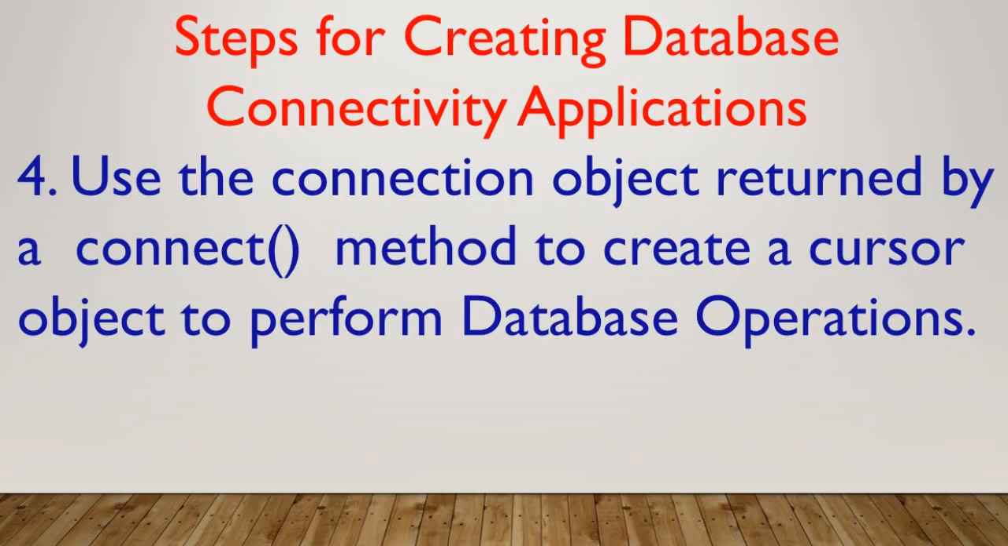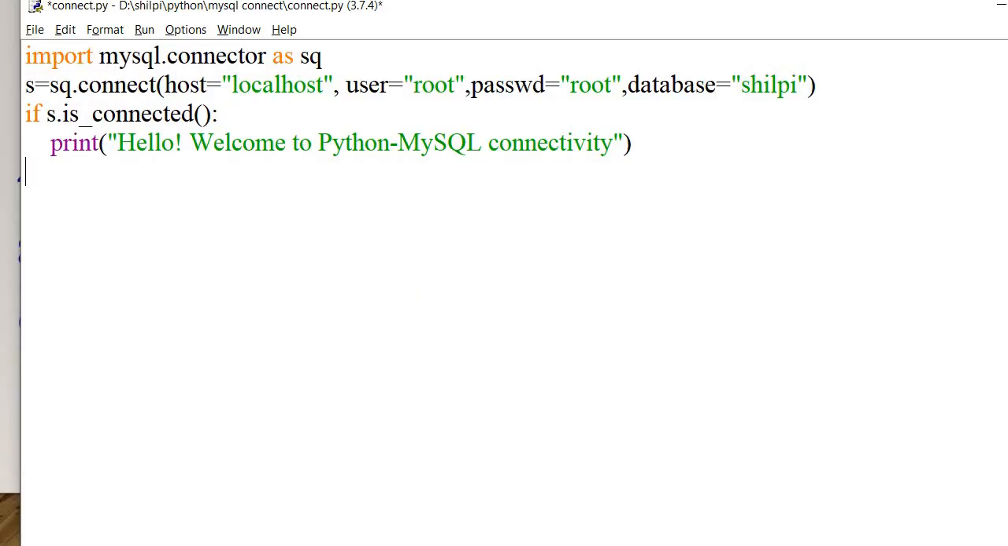The next step which I told you is to create a cursor object using the connection object from the connect method. So now the function which we are going to use is connection.cursor. What we are going to do is create a cursor.